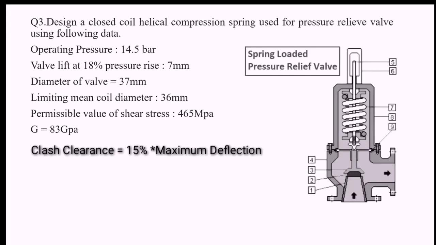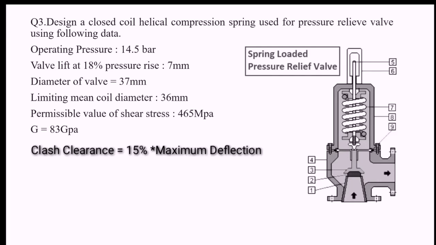Question is, design a closed coil helical compression spring for a pressure relief valve using the following data. Operating pressure is 14.5 bar. Valve lift at 18% pressure rise is 7 mm. Diameter of the valve 37 mm. Limiting mean coil diameter 36 mm. Here note that the mean coil diameter is given to us as 36 mm.